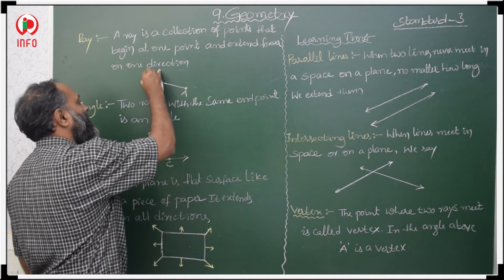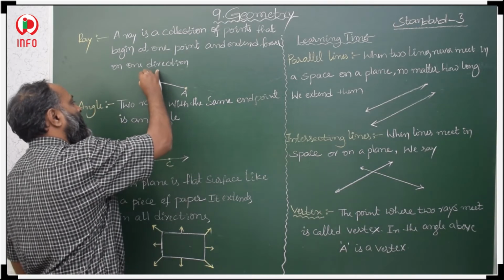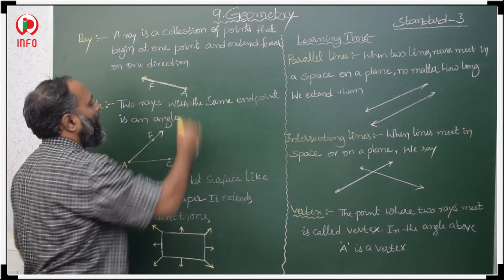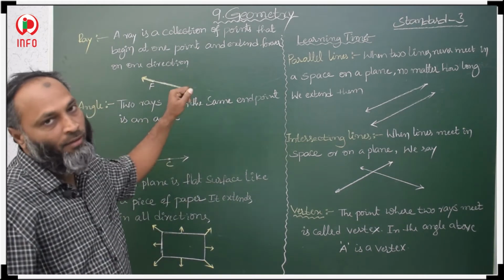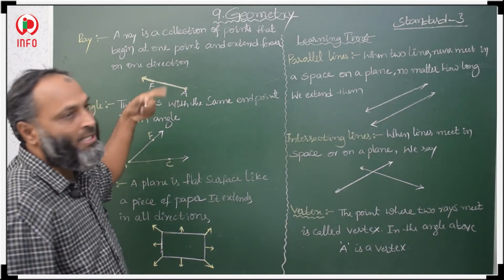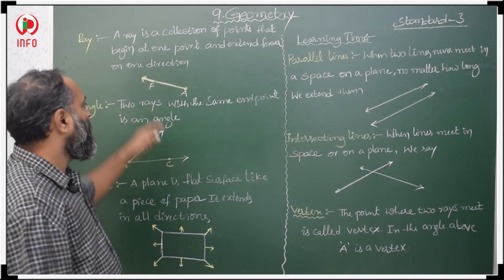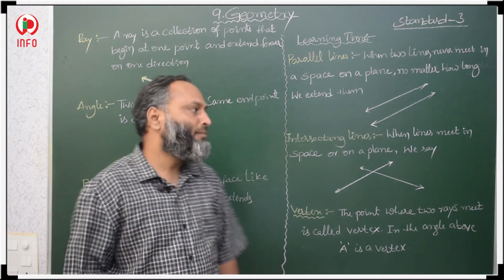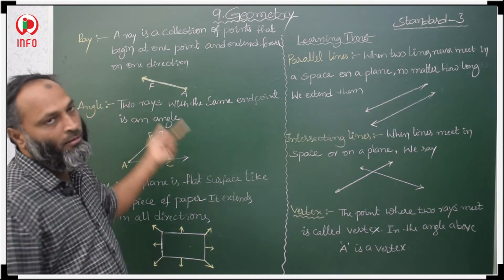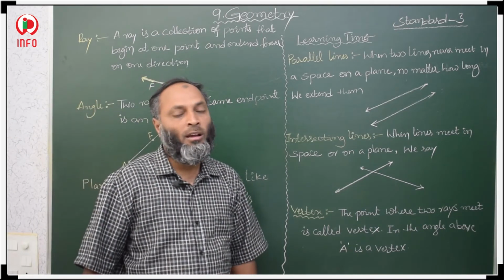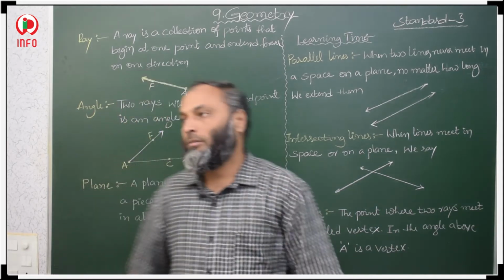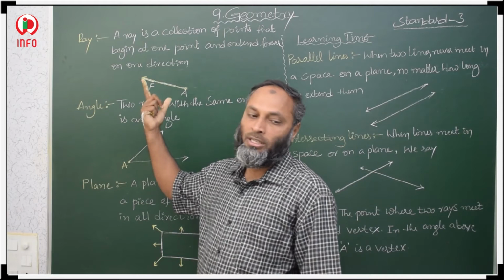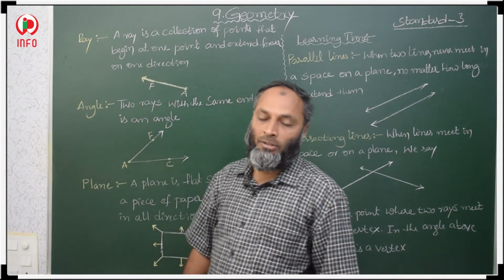In the other direction it extends infinitely. So on one side we have an endpoint, and on the other side it extends infinitely, with an arrow. So the length of a ray also we cannot measure. Why can we not measure it? Because we have only one endpoint. The other endpoint we don't know. So that is why we cannot measure the length of a ray.